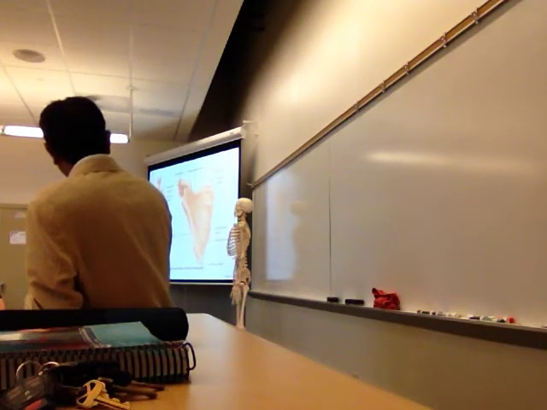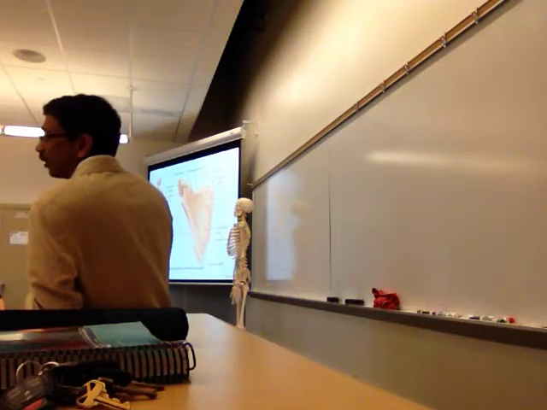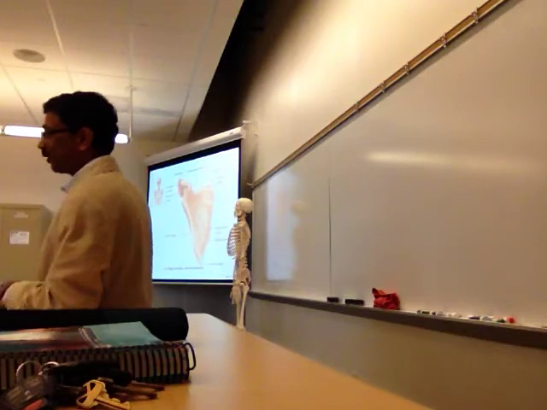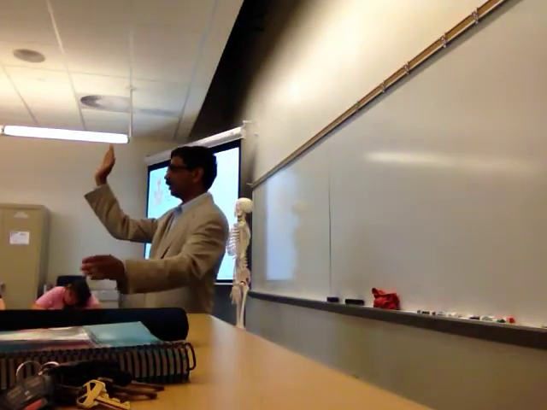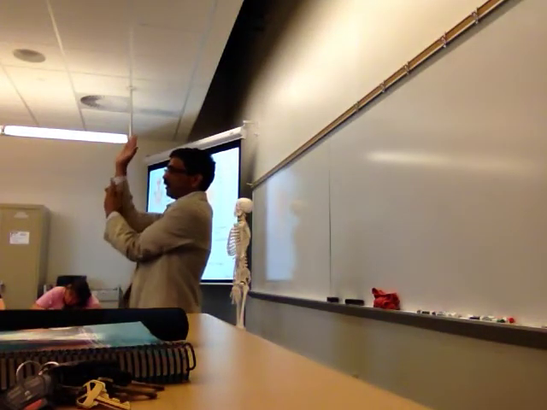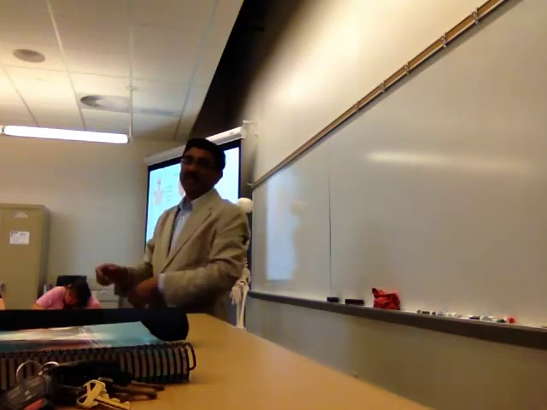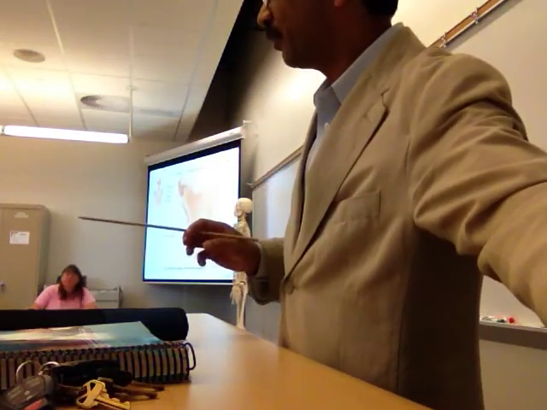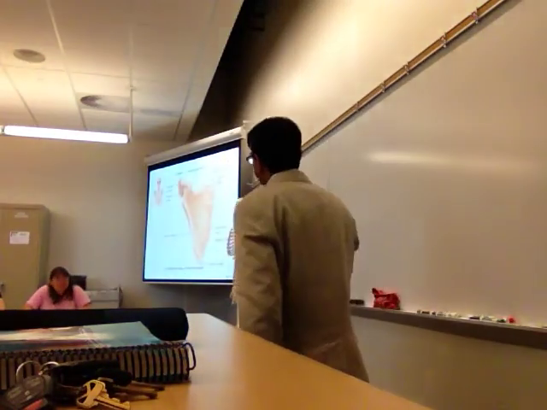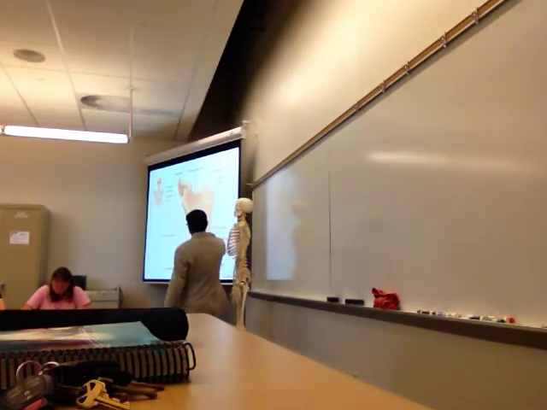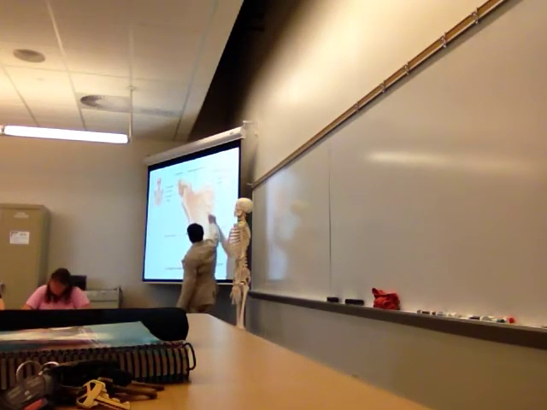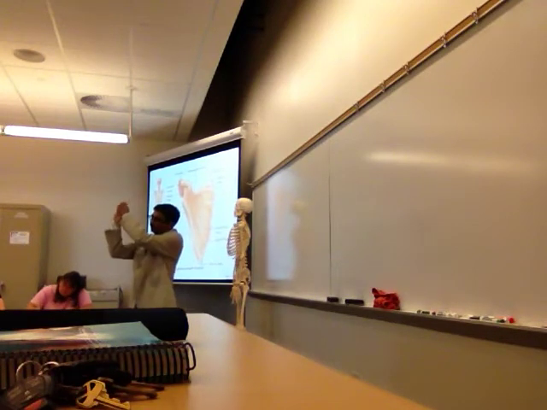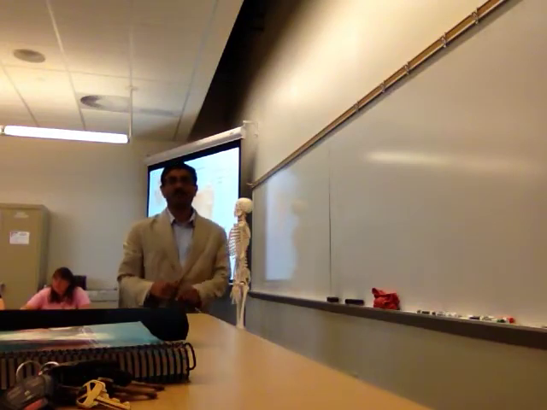Now, the scapula has anterior and posterior surfaces because it is a flat, triangular-shaped bone. This is the front view. That means you see the anterior surface, and this whole anterior surface is called the subscapular fossa. A little bit curved, that's why it's a fossa, subscapular.